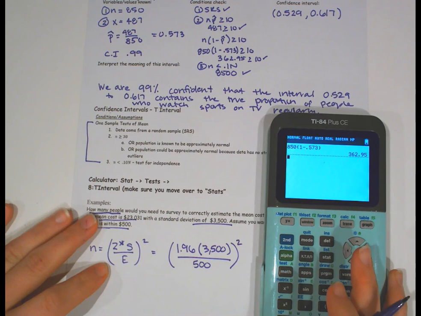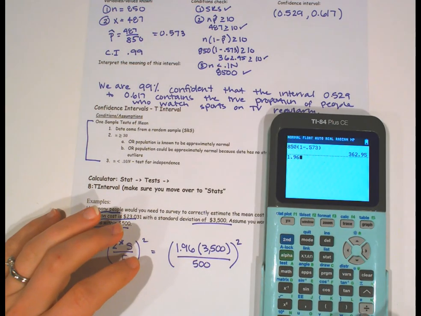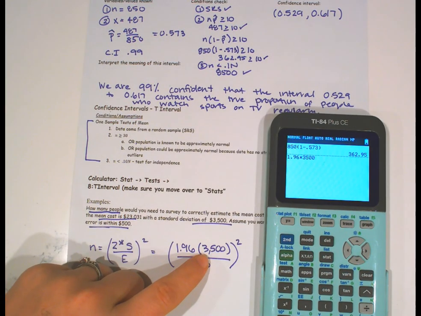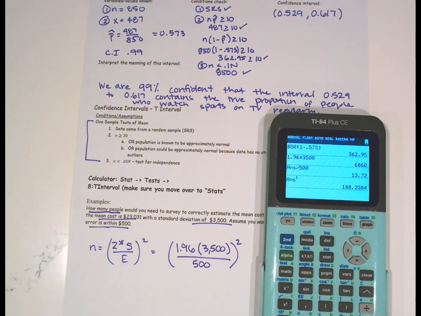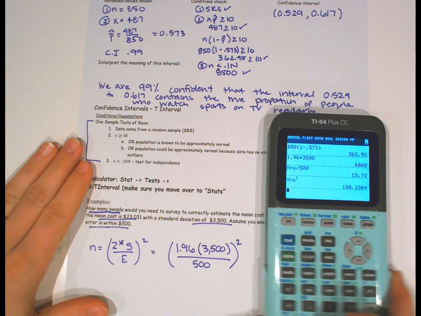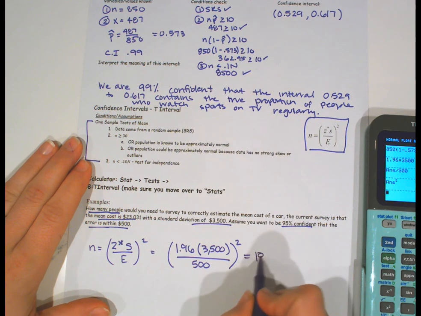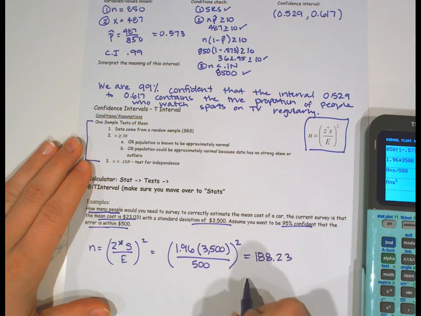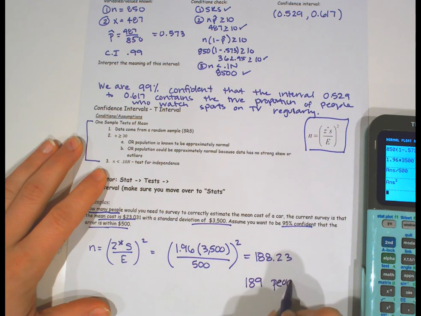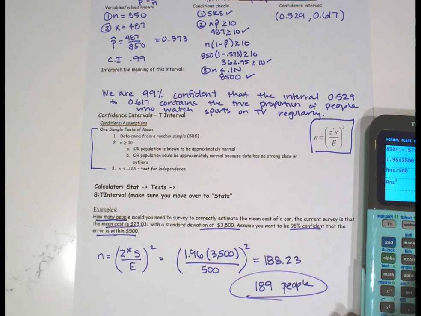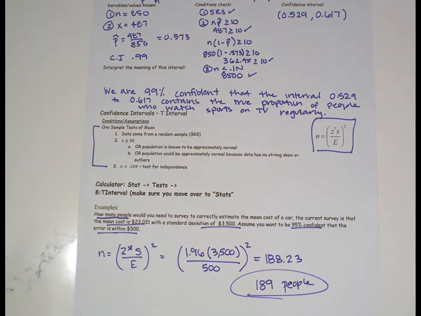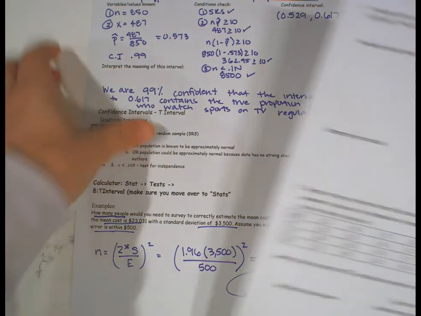So I'm going to do 1.96 times 3,500, divide that by 500, and then square that answer. So I get 188.23, and then remember we always round up. So we need 189 people. So that's the n value that we use for our t-test. So now let's actually practice running a t-test.